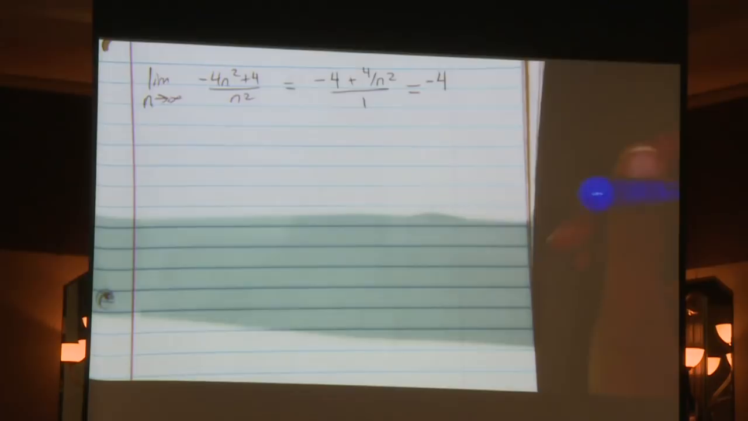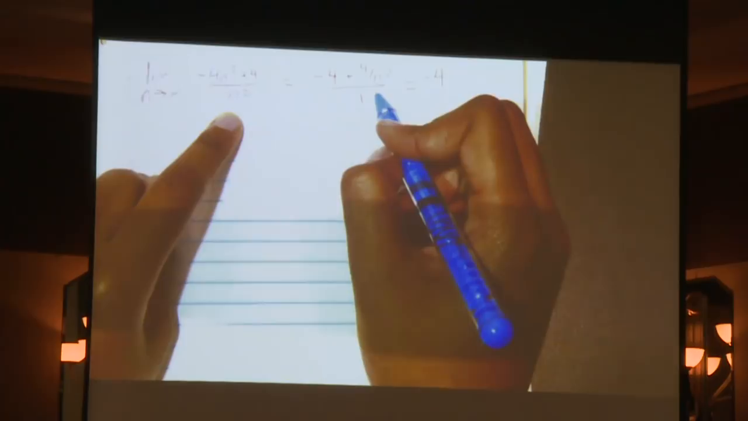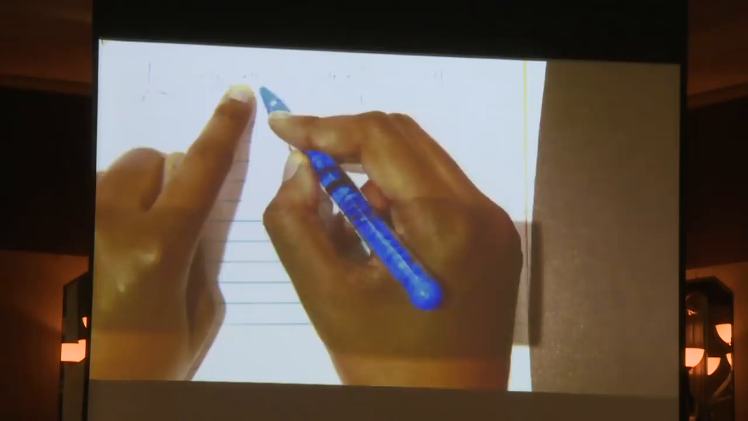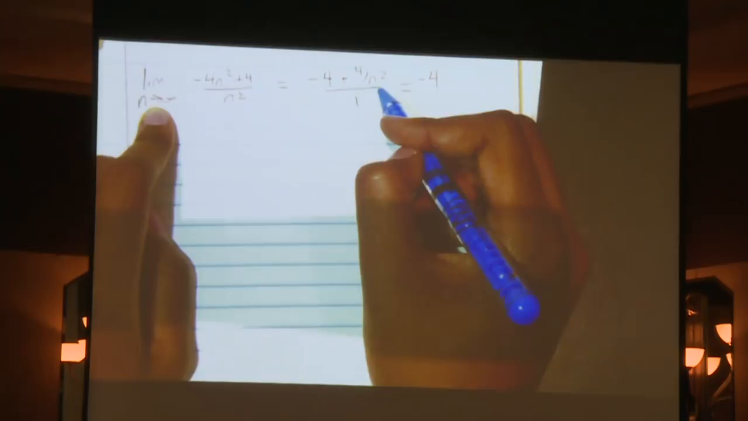Because if I plug in infinity here, I end up getting infinity plus 4 over infinity, and I can't stick with that, so I divided everything by my highest exponent. So I divided this by n squared, so I got negative 4. I divided this by n squared, so I got 4 over n squared, and I divided this by n squared, so I got 1. So now when I plug in infinity, a constant over infinity goes to 0, so negative 4 plus 0 over 1 gives me negative 4.